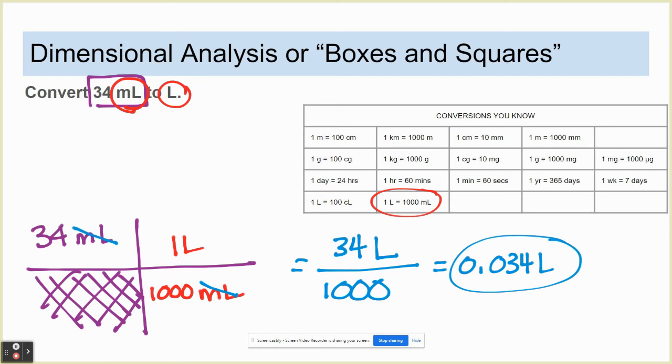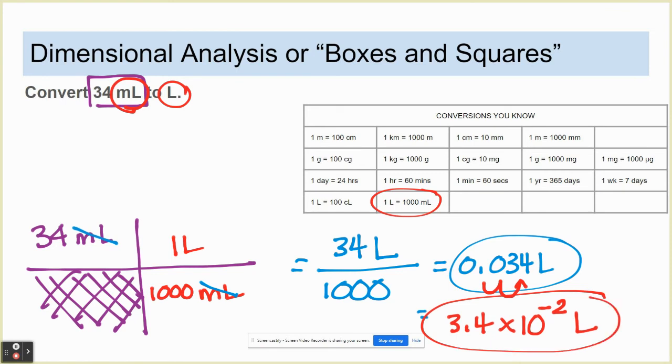Again, if I ask you to write this down in scientific notation, remember you would move that decimal point until there's only one non-zero number before it. So I would move it 1, 2, and then we get 3.4 times 10. And since we moved it to the right, this would be negative 2, and this would be liters. And that's going to be the answer for this one right here in scientific notation. All right?